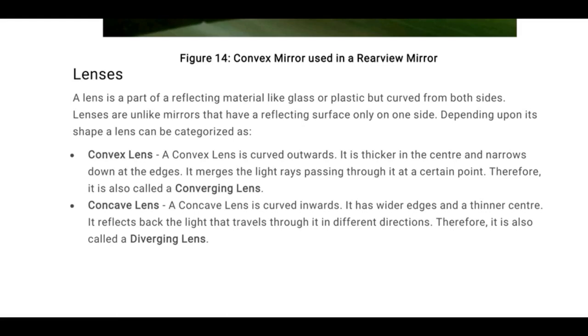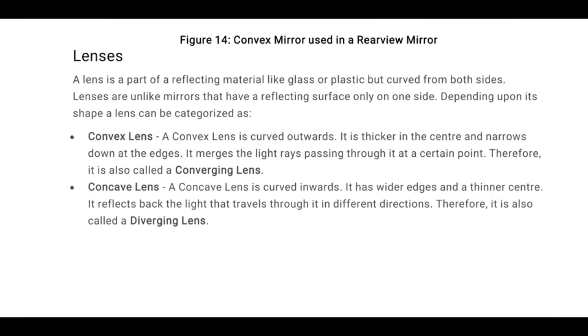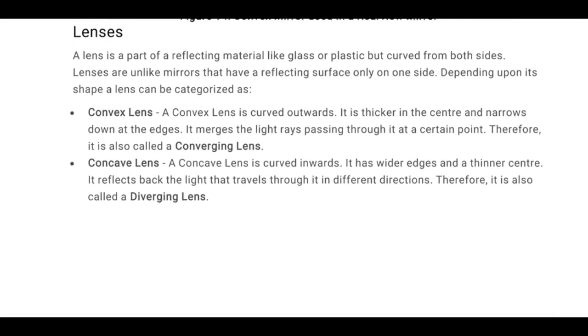There are two types. Here there are two categories. One is the convex lens and another is the concave lens. A convex lens is curved outward. It's what we see in a mirror. Like here also the convex lens is curved outward, but it has two sides because it's a transparent material. It is thicker at the center and narrows down at the edges. So thinner at the edges, thicker at the center. It converges the light rays passing through to a certain point.